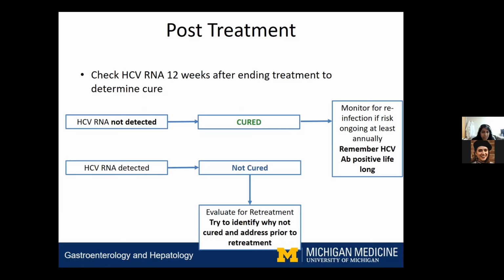If it's 8 or 12 weeks of treatment, you follow them for 3 months, then you check their Hep C RNA. If it's not detected, they are cured. If it is detected, they are not cured, and we need to evaluate all of those patients for retreatment with or without a specialist. And I think in that context, if retreatment is needed, it's really important to try to identify why that patient was not cured and address that prior to retreatment, because, as I mentioned, more than 95% of patients are going to get cured.